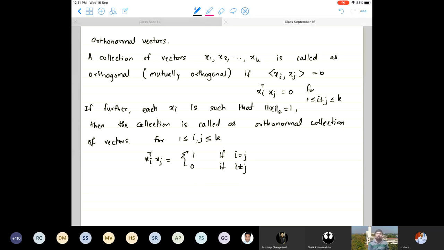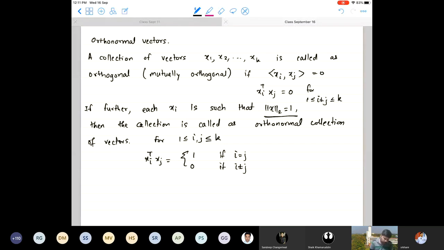The word normal comes from normalizing the norm of the vector. So normal in the word orthonormal comes because of normalizing the norm. We are normalizing the norm by saying that the 2 norm of each of the vectors should be equal to 1. Where does that come in here? It comes in the first statement. When i is equal to j, you are saying that xi transpose xi is equal to 1. So xi transpose xi is nothing but the 2 norm square. That we have seen.